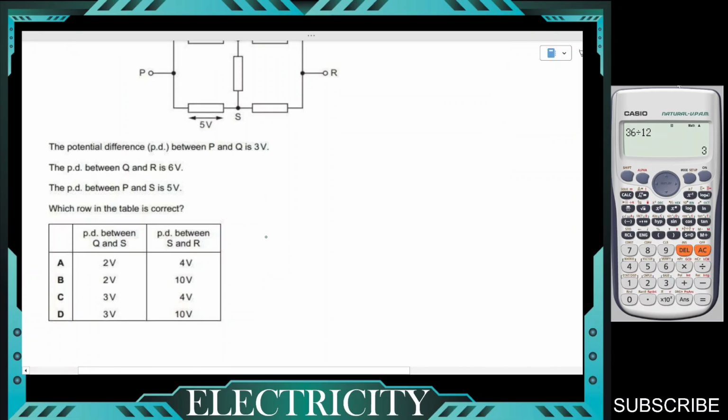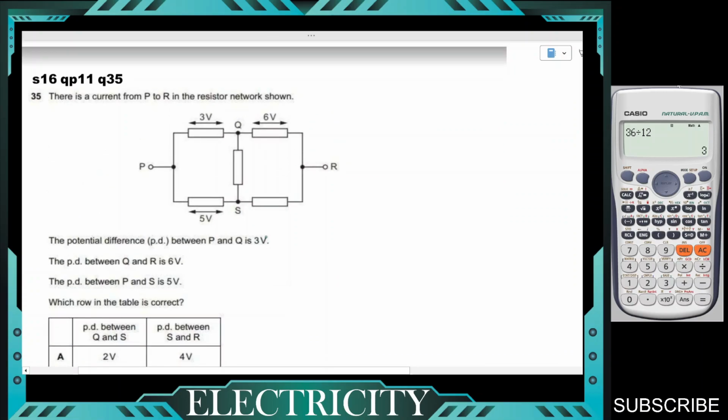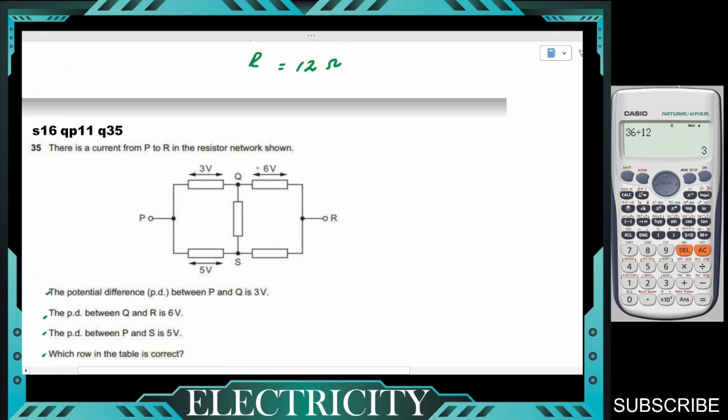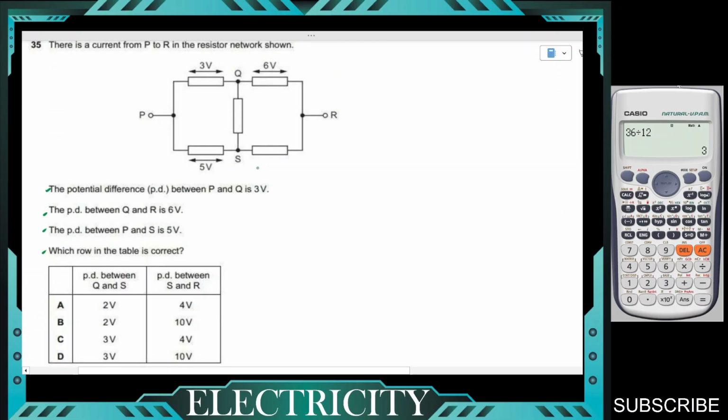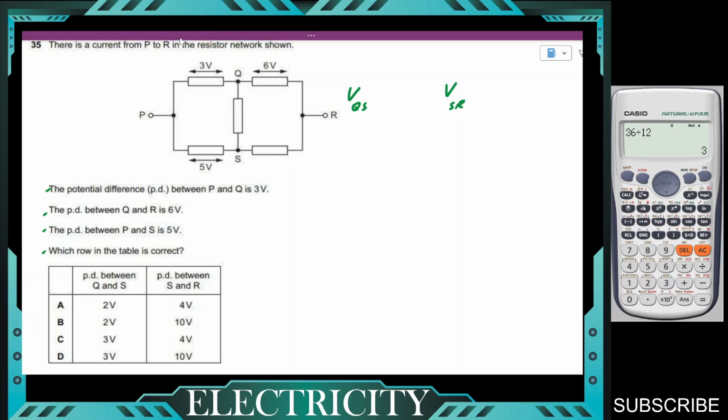So what we do in this one is the potential. I'm not going to read these sentences. Everything is given in the question on the diagram. You can just see it over there. Which row in the table is correct? The statement does not get easier than that. Potential difference between Q and S. You need to find the potential difference between Q and S, and you need to find the potential difference between S and R.